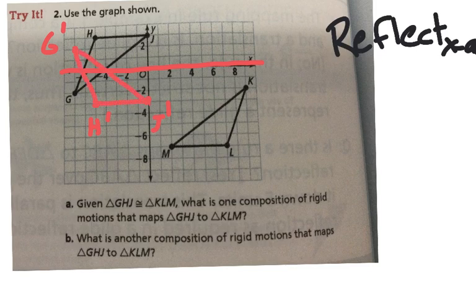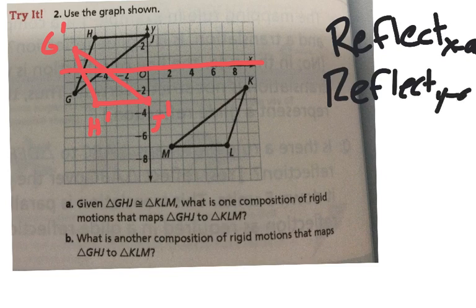You would reflect it over the y-axis. Okay, then reflect over the y-axis. Okay, so let's see what that looks like. If I reflect it over the y-axis, J prime is going to stay here.